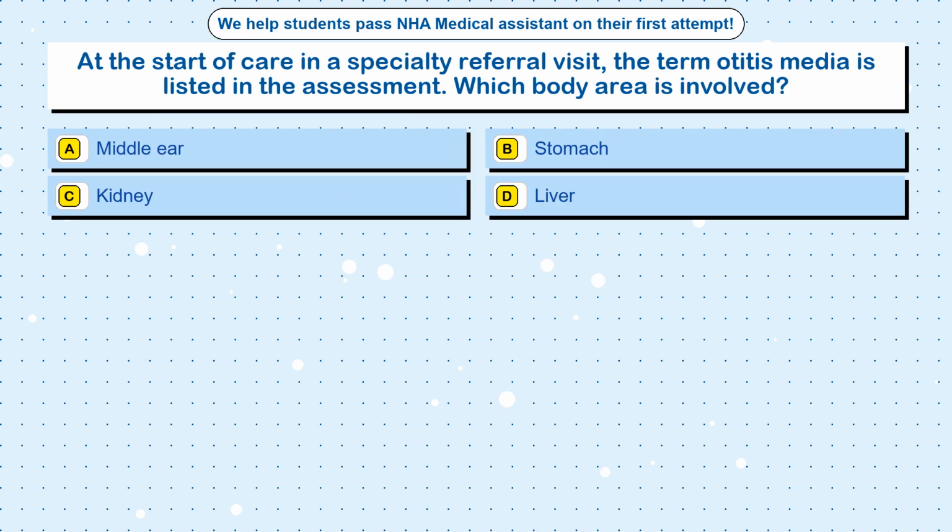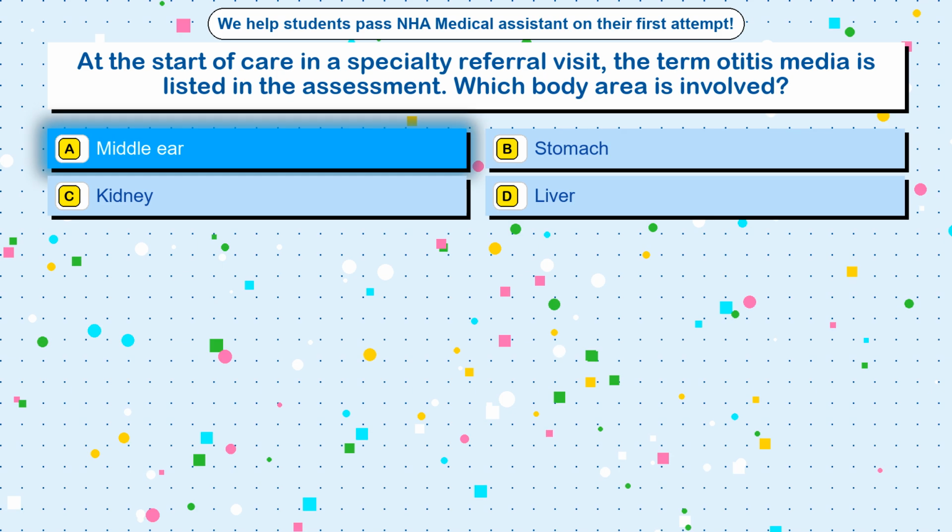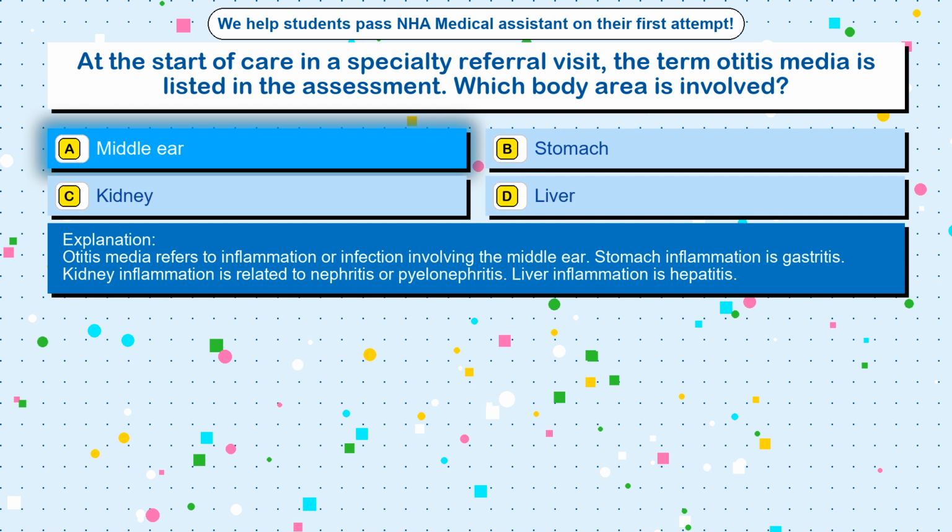Question 79. At the start of care in a specialty referral visit, the term otitis media is listed in the assessment. Which body area is involved? Option A. Middle ear. Option B. Stomach. Option C. Kidney. Option D. Liver. The correct answer is option A. Middle ear. Otitis media refers to inflammation or infection involving the middle ear.